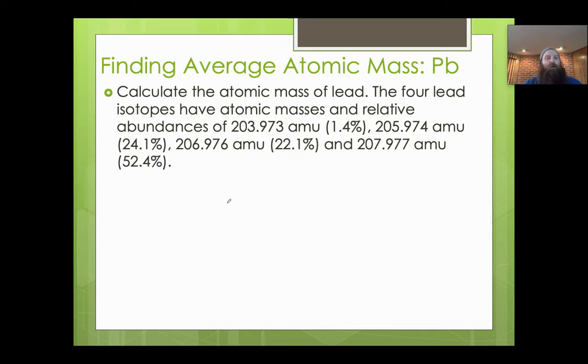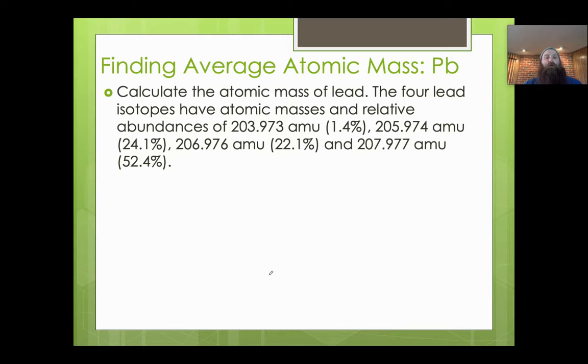There's always one more. Calculate the average atomic mass of lead. The 4 lead isotopes have atomic masses and relative abundances of, and then it lists them. This is a pretty common way you'll see it on a test. Just know that these two go together, this one and this one go together, these two go together, and that one goes together. Pause it, give it a shot.